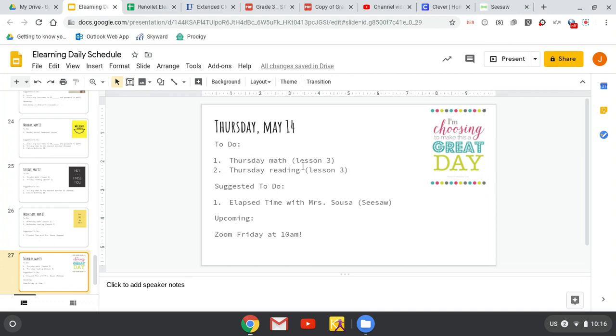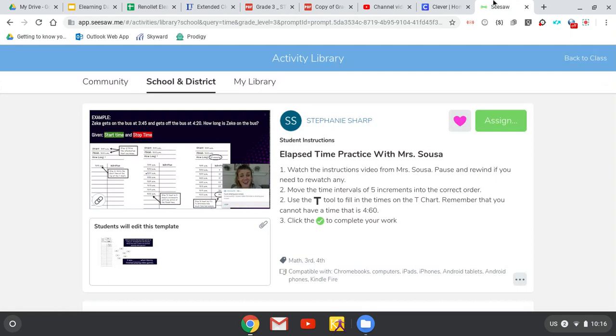The next thing I have for you is a suggestion. I mentioned this to you yesterday. It is a Seesaw activity called Elapsed Time with Mrs. Sousa. It looks like this. Mrs. Sousa has created a video teaching you about elapsed time, explaining what it is and how we use it as 3rd graders. So you can watch her teaching, follow along with her, and then practice an example by yourself.